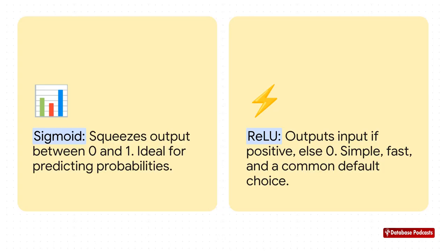So that switch we're talking about, that's the activation function. And in the real world, the choice usually comes down to two absolute workhorses. You've got sigmoid, which is great because it squishes the output into a neat little range between 0 and 1. Perfect if you're trying to predict a probability. And then you've got ReLU. It's way simpler. If the input is positive, that's the output. If not, the output is 0. That simplicity makes it super fast and helps avoid some common training issues, which is exactly why it's the default choice for most layers these days.